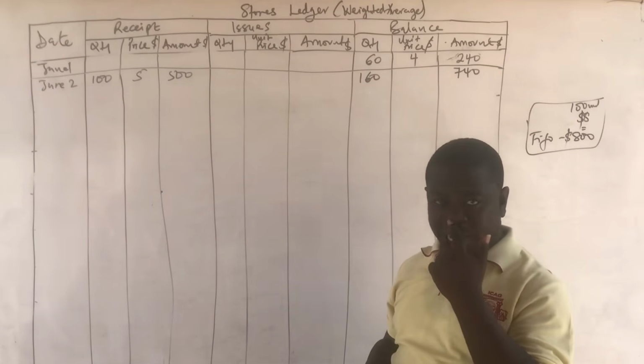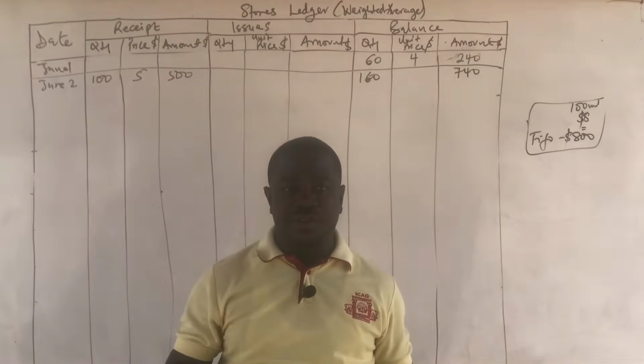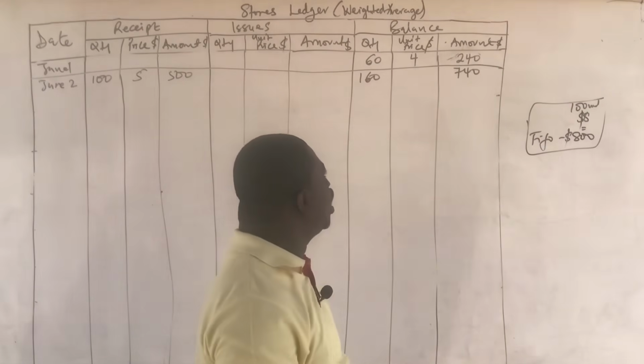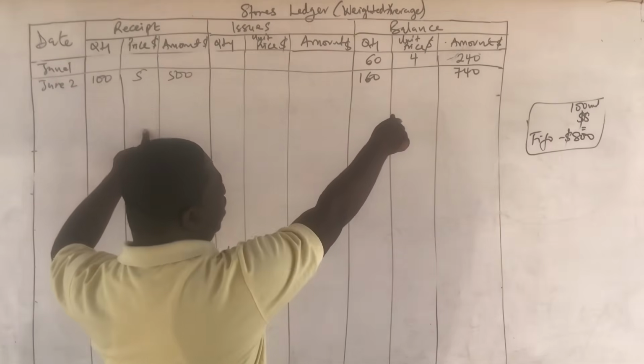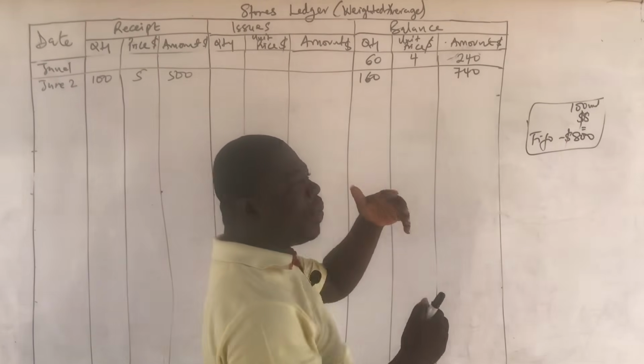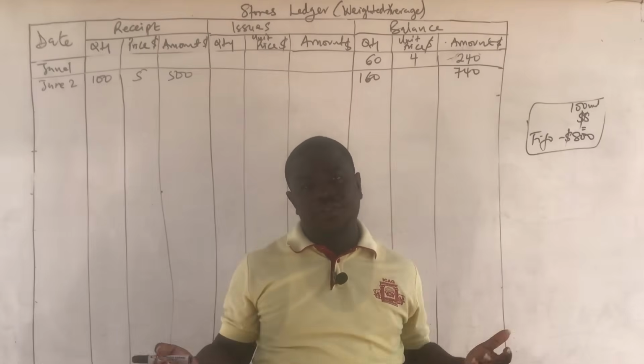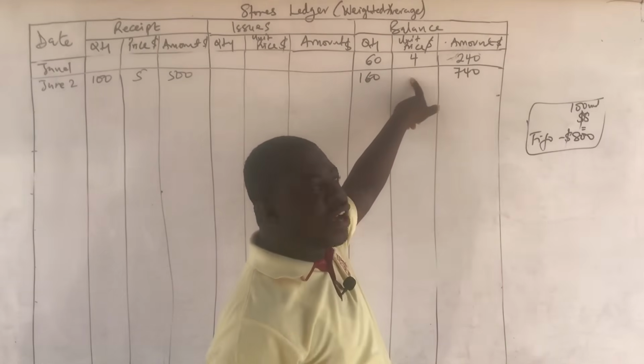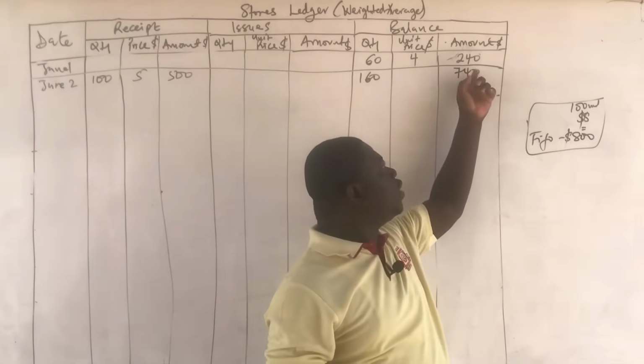We find an average price, and the average price is not a simple average. Listen, if it was a simple average, what we would have done is that we have two prices, 4 and 5. So 4 plus 5 is 9, divided by 2 is 4.5. So we would have put 4.5 here and then multiplied by 160. So there is no need.